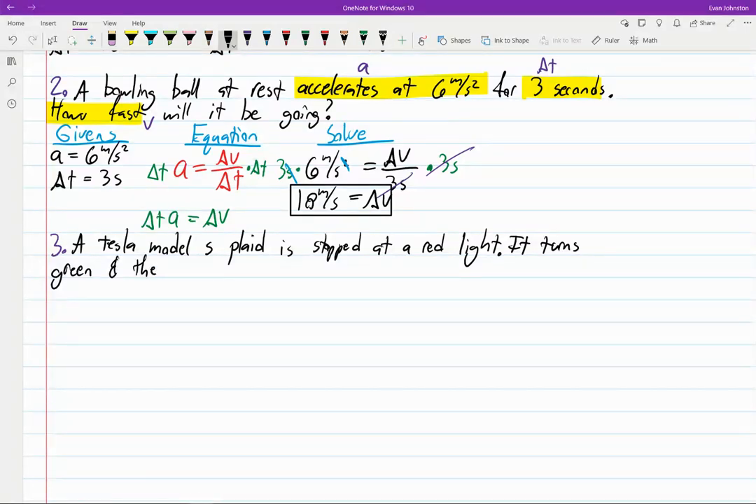And the car accelerates at 13 meters per second squared for 3 seconds. How far does it go?